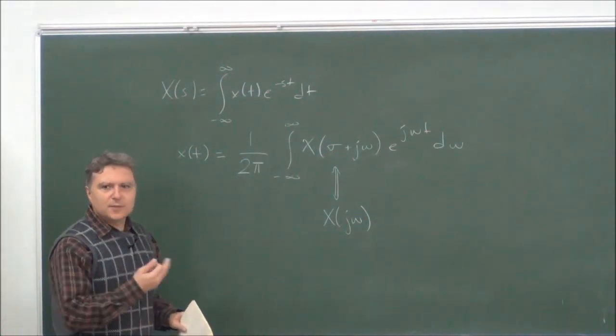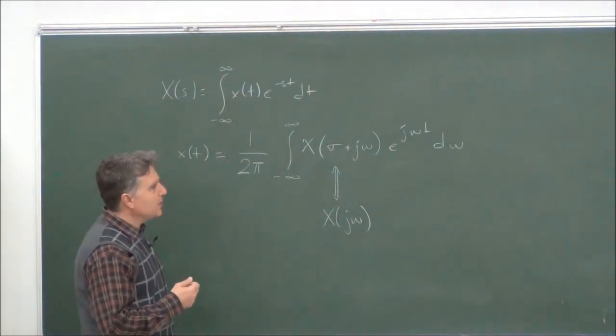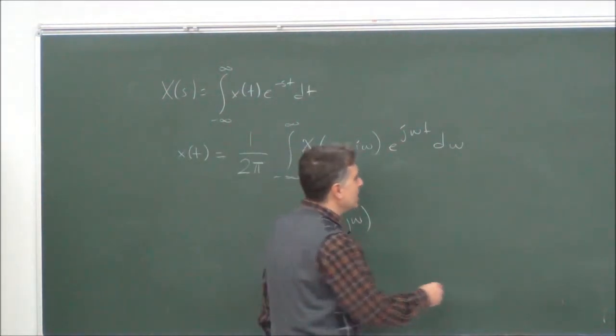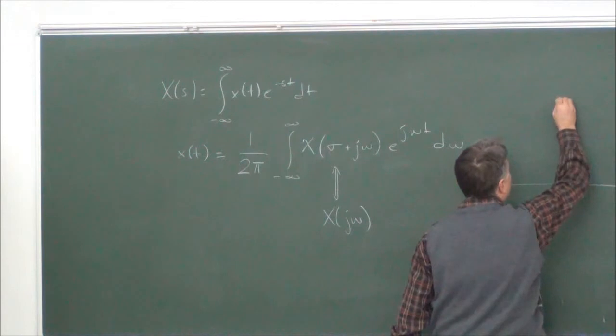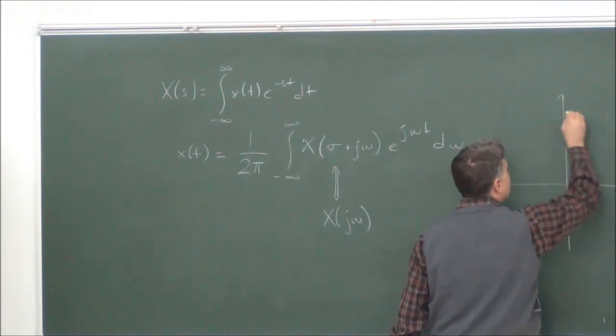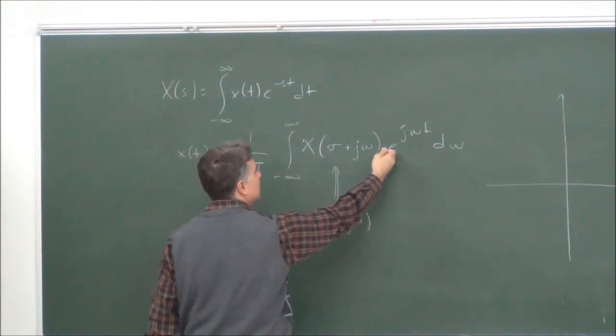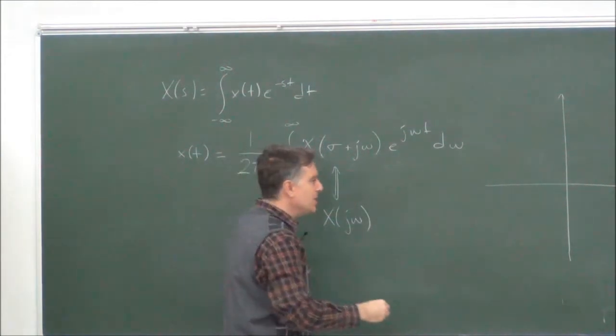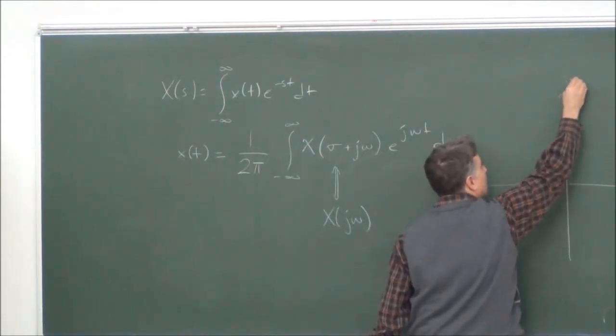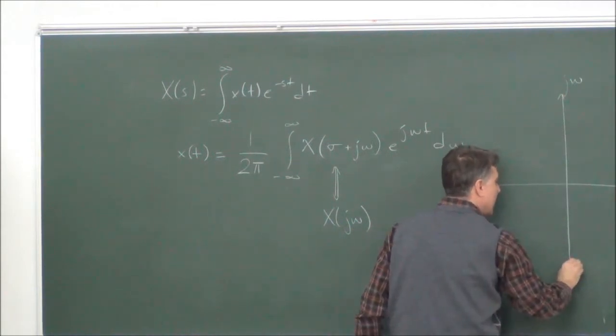What is the difference between the two in terms of theoretical calculations? The difference is as follows. Normally, the inverse Fourier transform is an integral of this X of j omega times e to the j omega t d omega, which is the integration along the j omega axis.